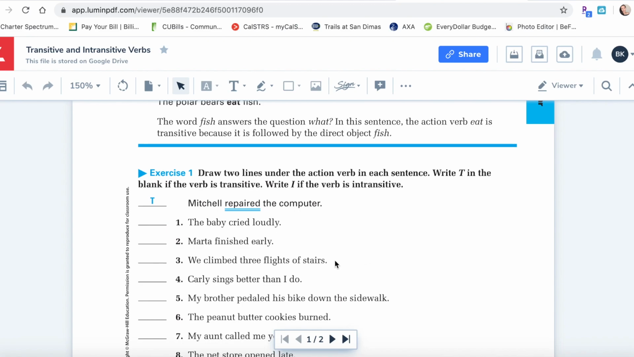Now, ask yourself if this is transitive or intransitive. We climbed what or we climbed how? Think about it. 3 flights of stairs. Is that describing how we climbed or is that describing what we climbed? All right, we're going to say the answer in 3, 2, and 1. Transitive. Transitive because it's saying what we climbed. It's not saying how. If it said we climbed quickly or we climbed slowly, that would be intransitive, but it's saying exactly what we climbed, which is why it's transitive.